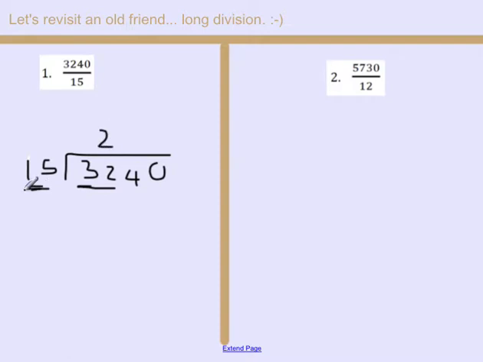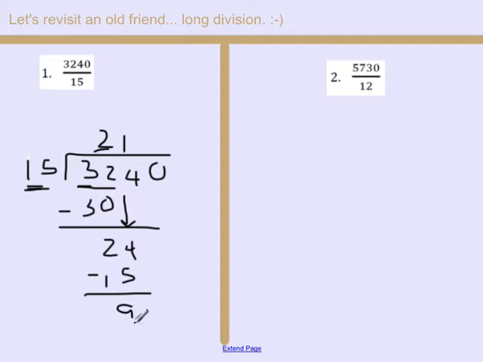So then I'm going to take 15 times 2, and that's going to be 30. So then I'm going to do 32 minus 30, and that's going to be 2. Then I'm going to take this 4 and I'm going to drop it down. So when I drop the 4 down, I need to figure out how many times 15 can go into 24, and that is just once. So 15 times 1 is 15. Subtract those out and I get 9.